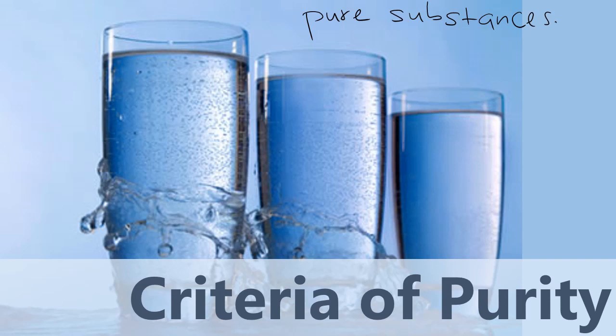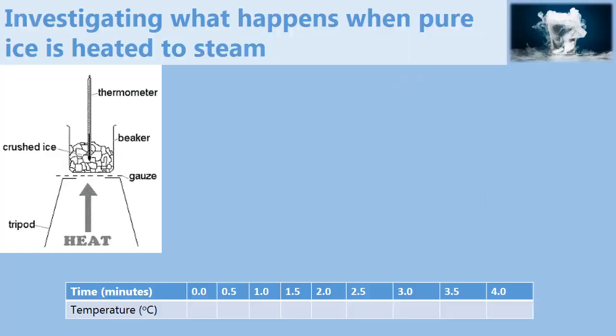In this subtopic, we are going to learn the method that we can use to identify whether a substance is pure or not. Let us begin with investigating what happens when pure ice is heated to steam.